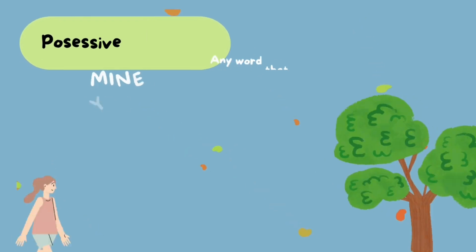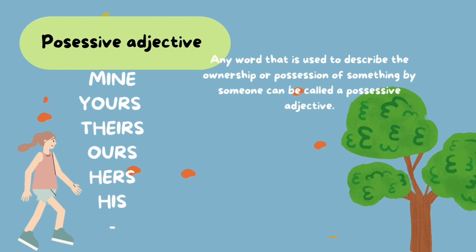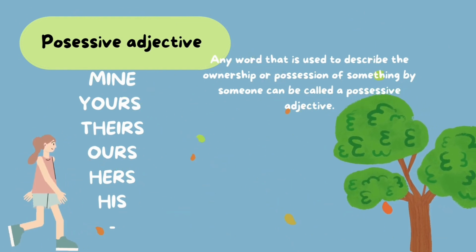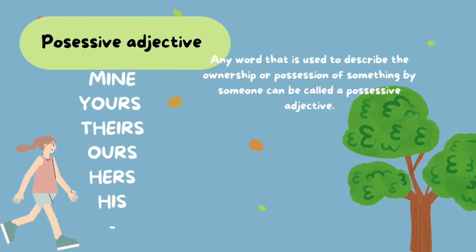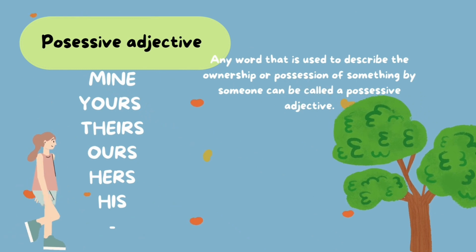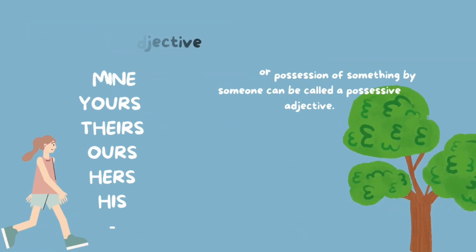The last material discussion is possessive adjectives. Any word that is used to describe the ownership or possession of something by someone can be called a possessive adjective. Possessive adjectives such as mine, yours, theirs, ours, hers, his.